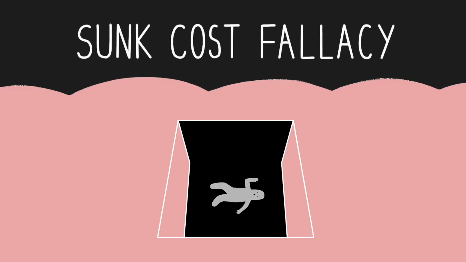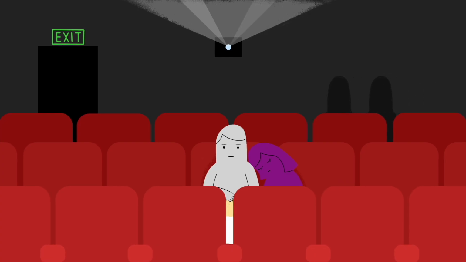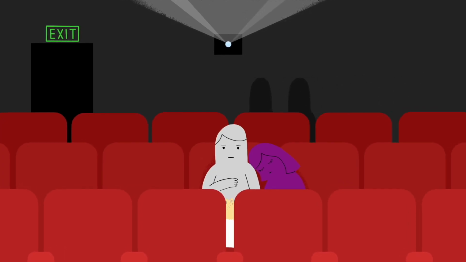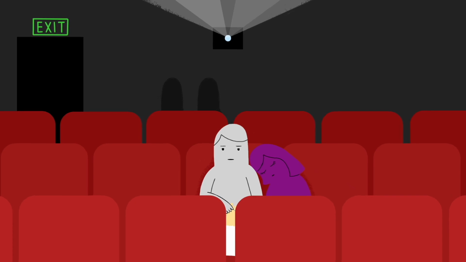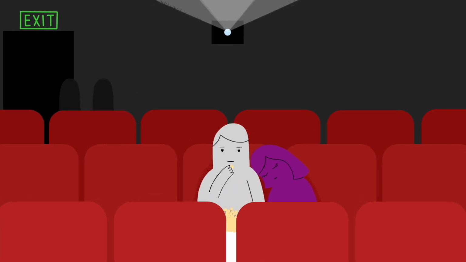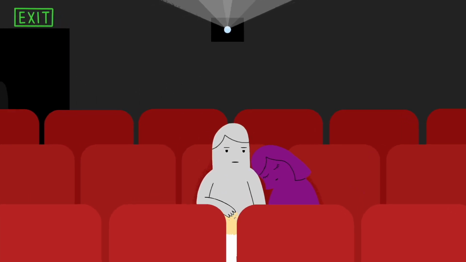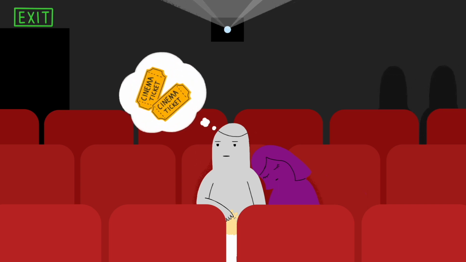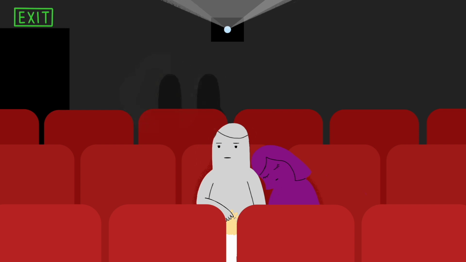Sunk cost fallacy. Frank is 30 minutes into a 2-hour movie. The film's not what he expected and he's starting to feel quite bored. He looks over and sees that his date has fallen asleep. He begins to wonder whether they should leave, but suddenly recalls just how much he paid for 2 tickets, as well as the effort of getting across town to the cinema. So, Frank decides to stay put, even though he's unlikely to enjoy the rest of the film.